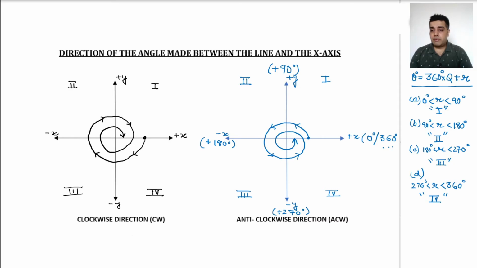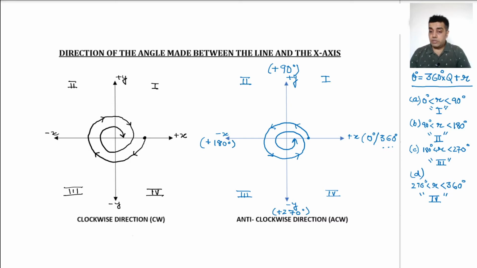For example, there are 4 cases that we have made here. The first case is if the remainder lies between 0 degrees and 90 degrees, in that case the value of theta lies in the first quadrant. If the remainder lies between 90 degrees and 180 degrees, the value of theta lies in the second quadrant. If the remainder lies between 180 degrees and 270 degrees, the value of theta lies in the third quadrant. The final case is when the remainder lies between 270 degrees and 360 degrees, in which case the value of theta lies in the fourth quadrant.